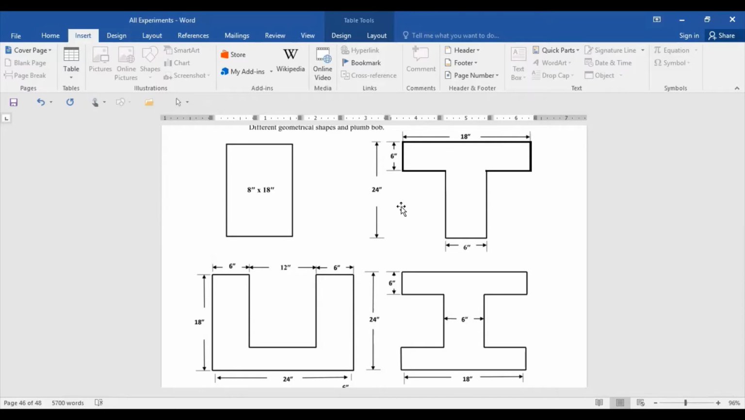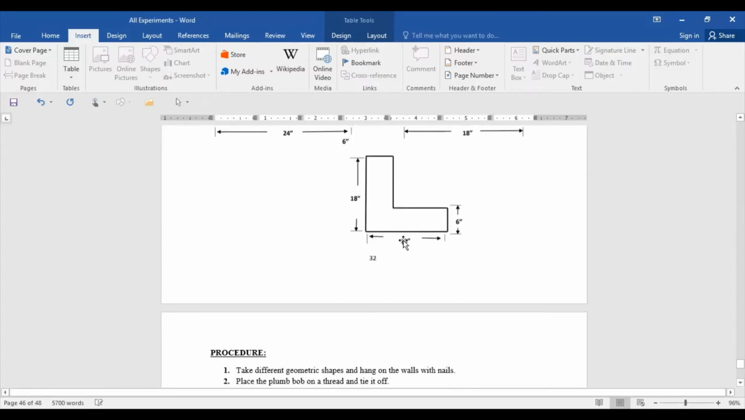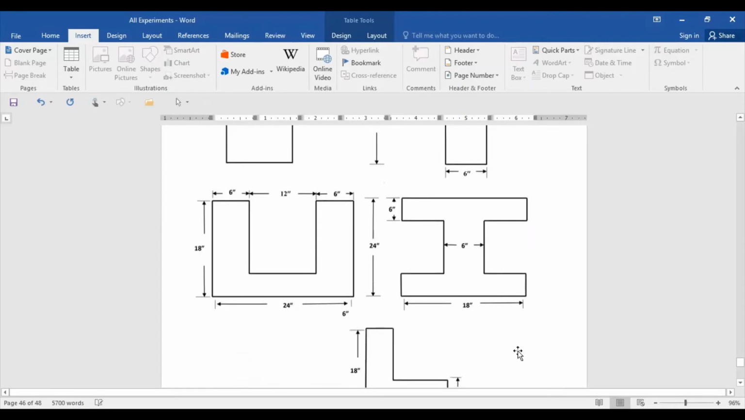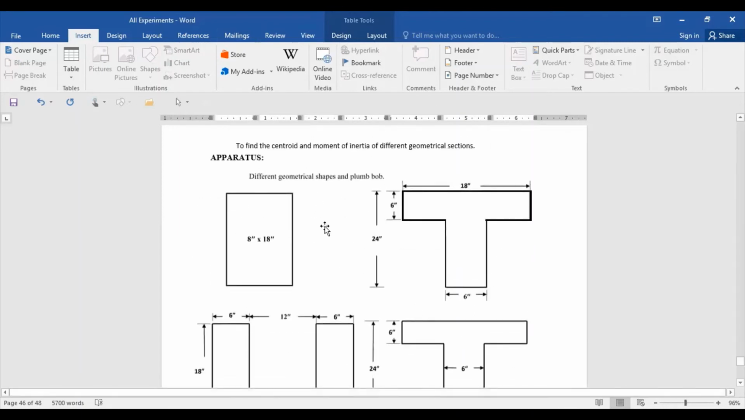Then you have to find out the moment of inertia for all these five shapes. First you have to mark the centroid, and you will get the centroid practically from the lab, and you will get the centroid from the formula: summation of xa upon summation of a, comma, summation of ya upon summation of a. Then you have to find out Ixx and Iyy for all these five shapes. So this is the way you have to solve this problem.